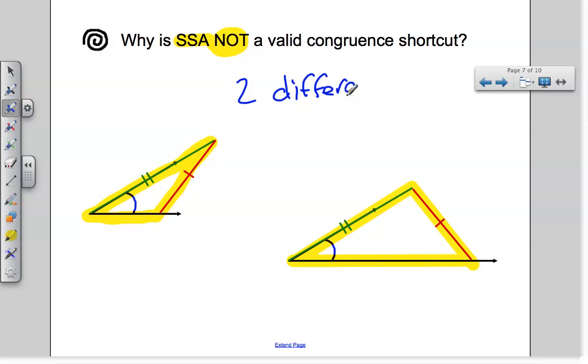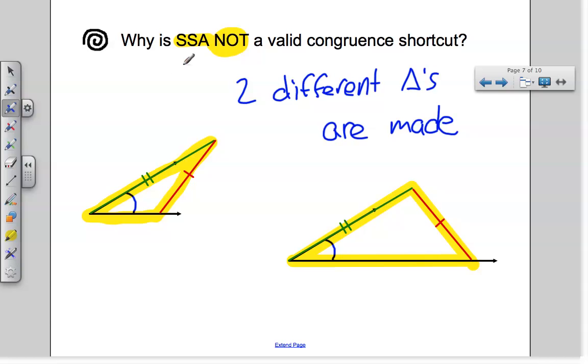It didn't match up. It's not the same triangle. And I want to tell you a little hint to remember that this one doesn't work. I had said it before. If you flip the shortcut around and talk about the angle first, then a side, then a side, you're spelling a bad word there. So you'll remember that this one doesn't work because of that.